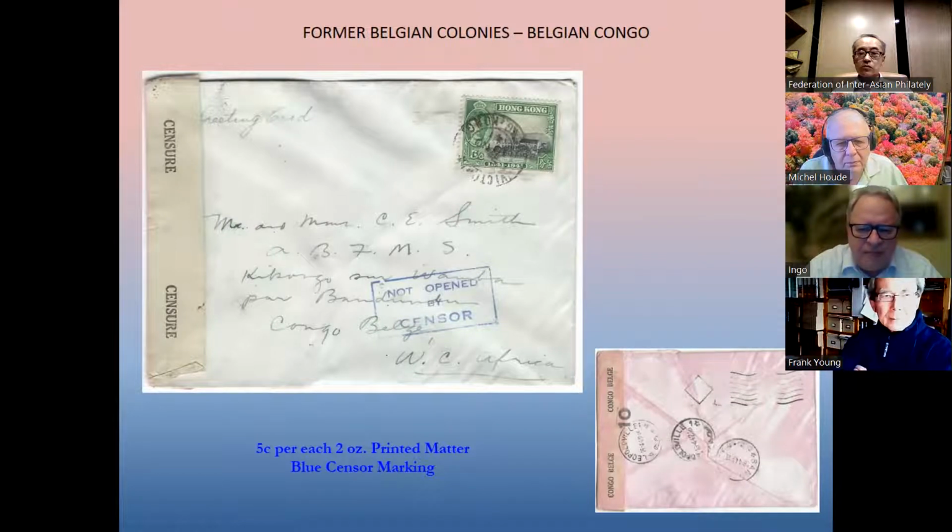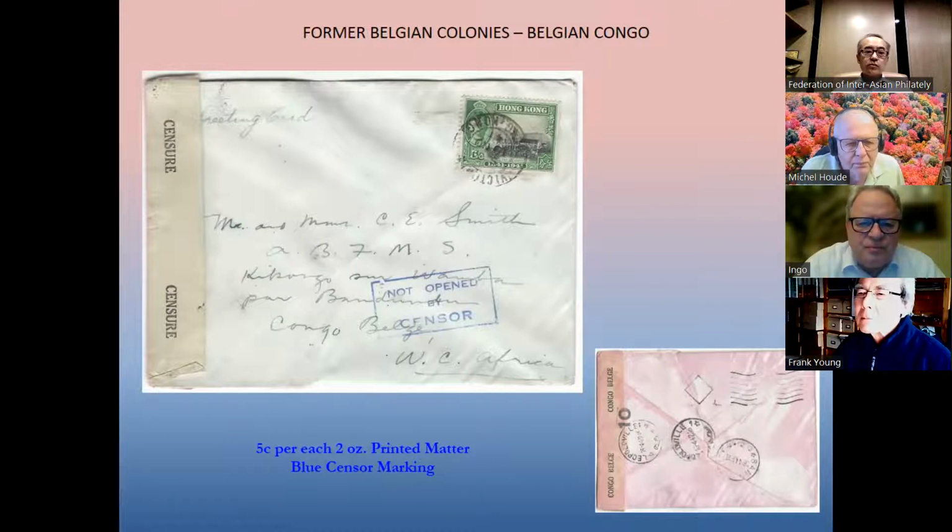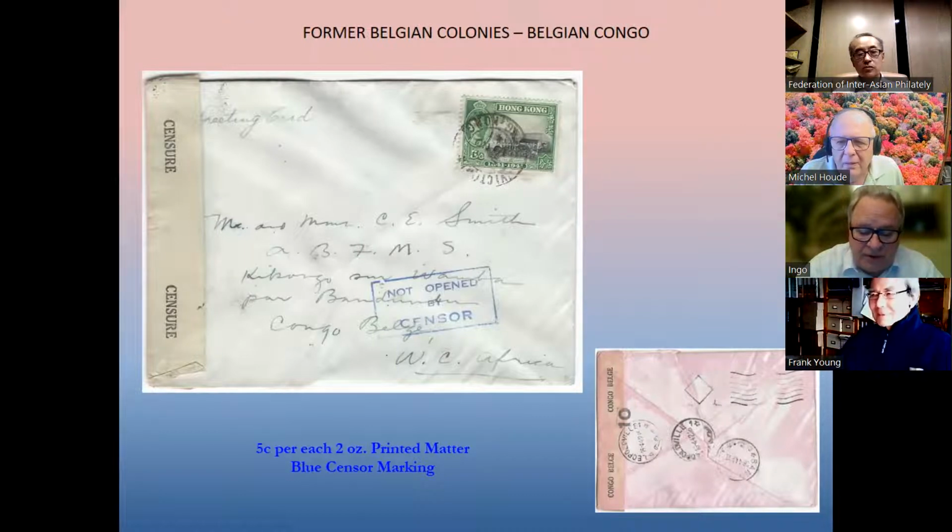So in this case, the interesting thing is the blue "not opened by censor" marking. That's a bit scarcer than the usual violet or sometimes black. And I studied the routing of this, and the internal routing in Belgian Congo, when it got there, is very interesting. It would have gone from Leopoldville to a small town, which I can't read the name now. I think it's called Kikongo, that was very deep in the jungle, and they had to go there by watercraft. But then for the final leg of the journey to Bundungu, it was by courier, by a letter carrier who was just walking through the jungle. It's a really interesting routing when you get into it. So this is a nice cover going to a very exotic final destination.